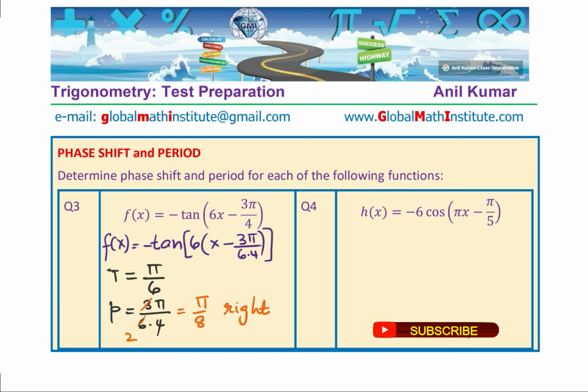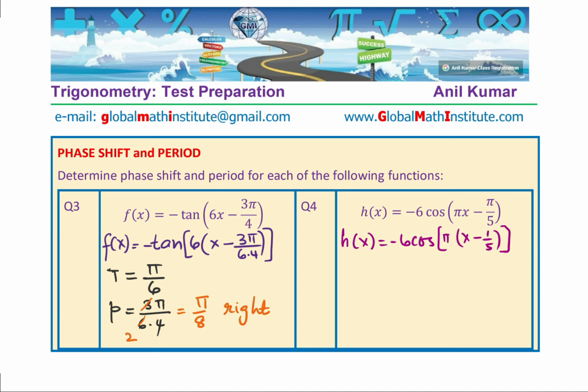Perfect. Now, here is the last question for you. I'd like you to pause the video, answer this question, and then look into my suggestions. We have h of x is equal to minus 6 cos (pi x minus pi by 5). So once again, you need to factor pi. So let's rewrite this function, h of x, as equal to minus 6 cos of, factor out pi, we get x minus 1 by 5. Do you see that?